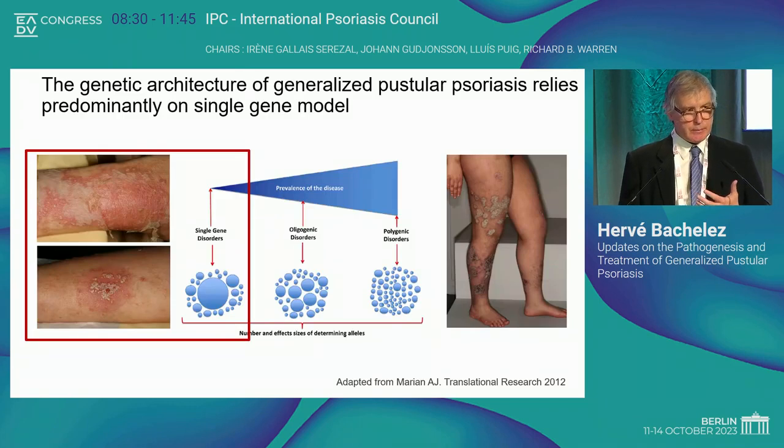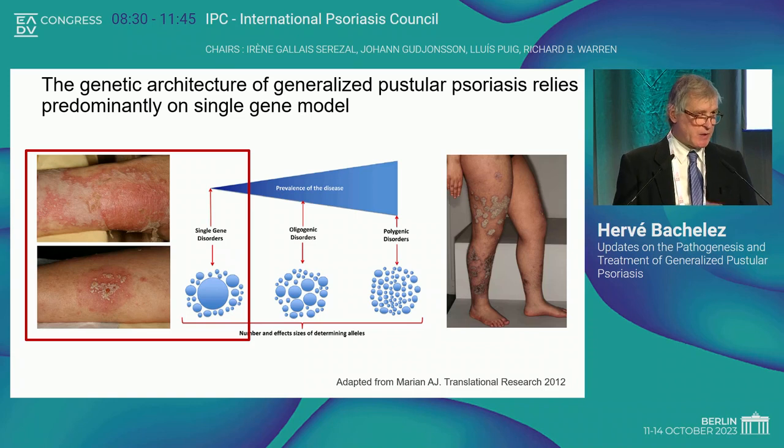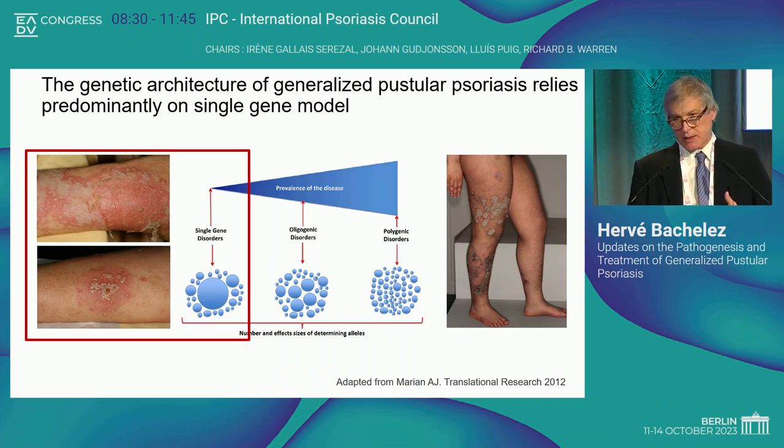So assumingly the genetic architecture of generalized pustular psoriasis, or GPP, relies predominantly on a single gene model. This is based on first multiplex families that we knew for long that they exist, mainly but not exclusively. It could be following some Mendelian segregation according to an autosomal dominant or autosomal recessive model.